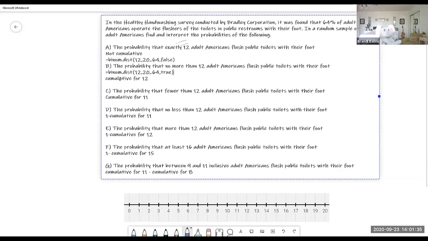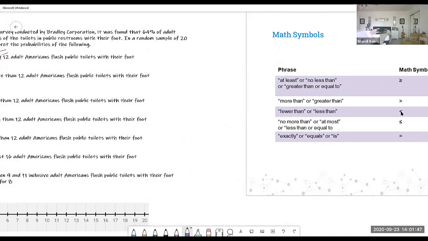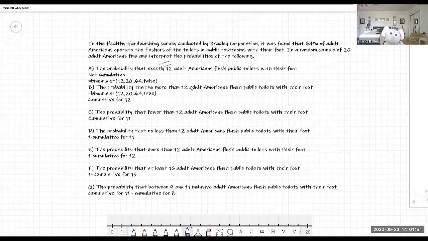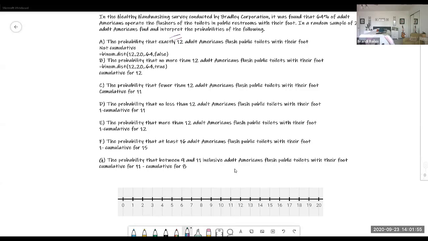We gotta keep going. Okay, so then the probability that fewer than 12 adult Americans, wow, that's almost the same as B. What's the big difference? No more than or fewer than? Let's go look at a cheat sheet. Okay, fewer than. Oh, that's the left two. Oh, okay, I see. It says fewer than 12. So then 12 isn't okay anymore. 12 is not fewer than 12. Oh, but 11 is fewer than 12. And so it wants this whole left-hand side.